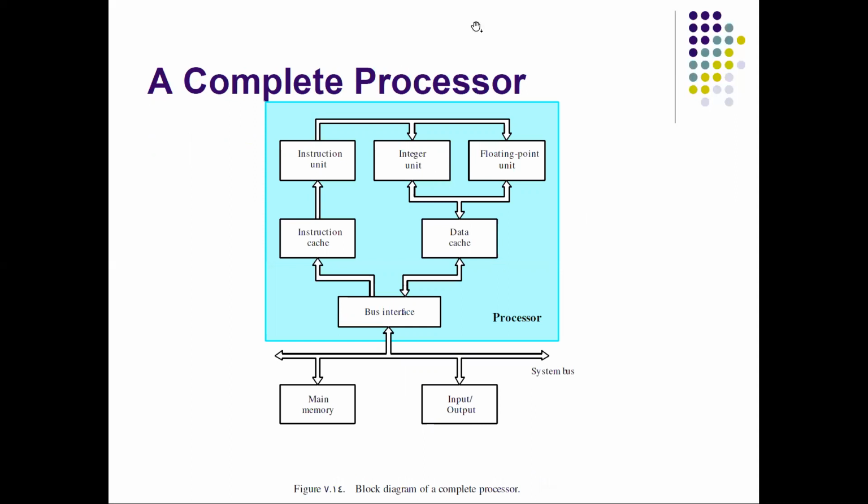For a complete processor, you can see this is the system bus. One part is the processor. The other part has memory and input output organized. In the processor, we have the instruction unit, integer unit, and floating point unit. The integer unit and floating point unit have been designed for a particular kind of data, integer data and floating point data. Those two use a data cache, and the instruction unit uses an instruction cache. Those are connected to a bus interface, because this unit has to be connected to the system bus.